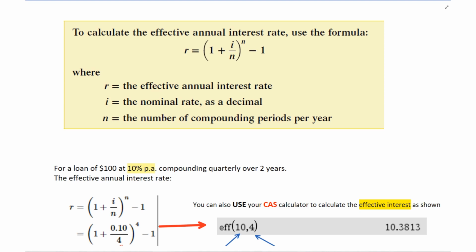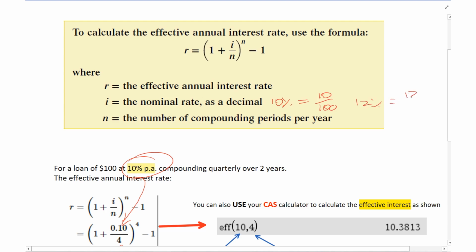So what we mean by that, for example, is my nominal rate of 10% becomes 0.1 as my decimal. So 10% is like saying 10 divided by 100. If it was 12%, you'd go 12 divided by 100, and that's going to be 0.12. These are the ones we'd use in that calculation.